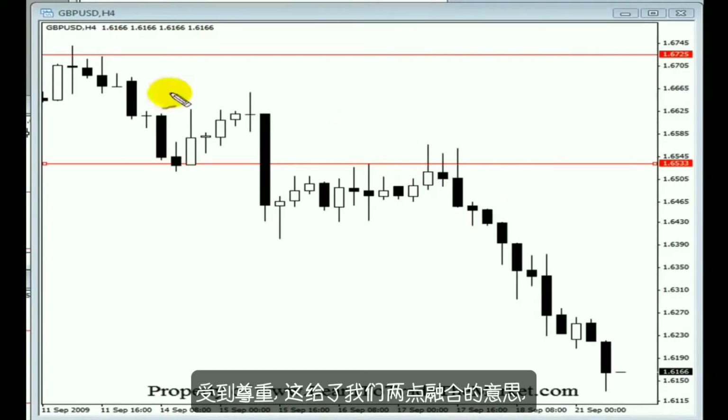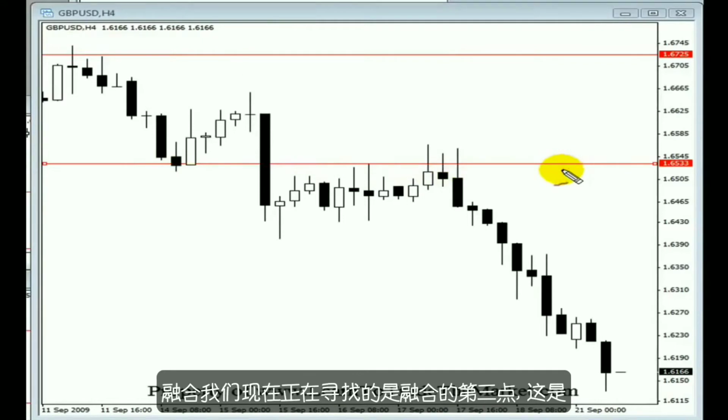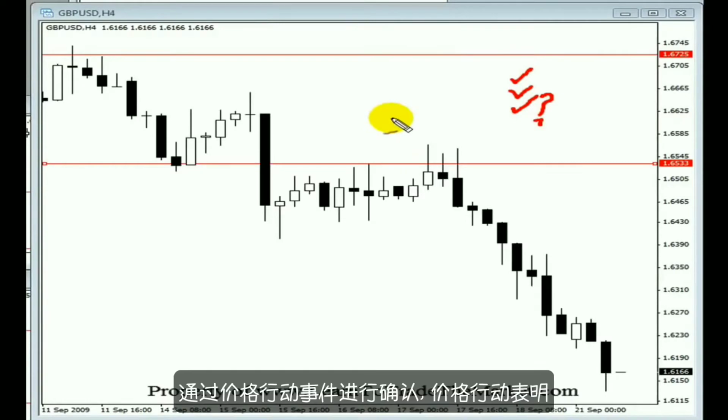Now that's giving us 2 points of confluence. You've got that downtrend, you've got that horizontal level. What we're now looking for is the third point of confluence. This is the third tick in the box. We've got 2. So what's our third? Now the third will be a confirmation via a price action event or price action signal.